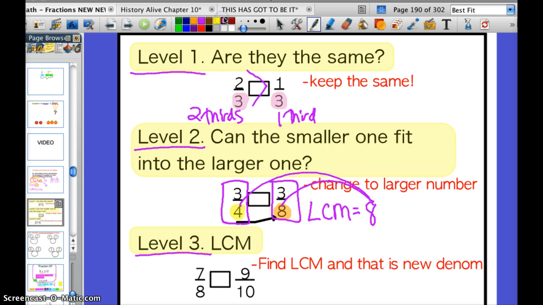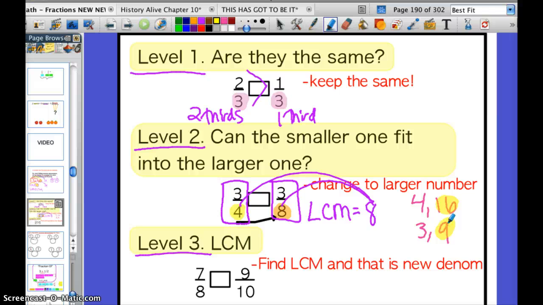Similar ones would look like 4 and 16, because 4 can fit into 16. Similarly, we would have 3 and 9, because 3 could fit into 9. Those are instances where they're level 2 because one can fit into the other. So all we have to do is change our denominators to the bigger of the two, because we know that every number, its first multiple is itself. So that makes sense for us. Level 2 is the second level in changing denominators.